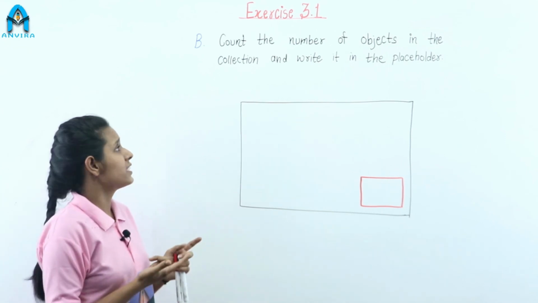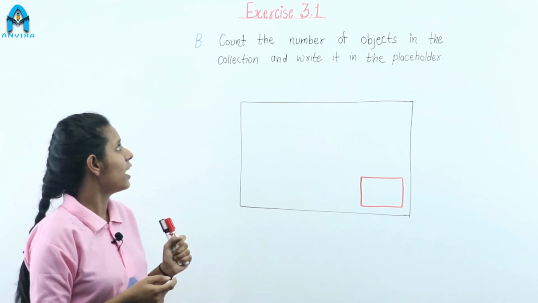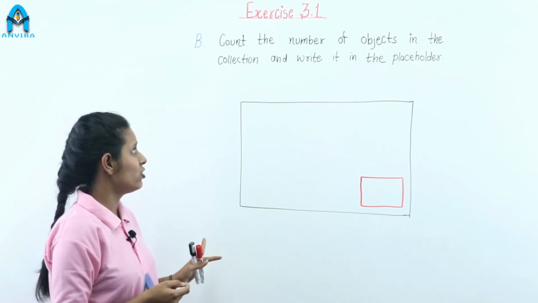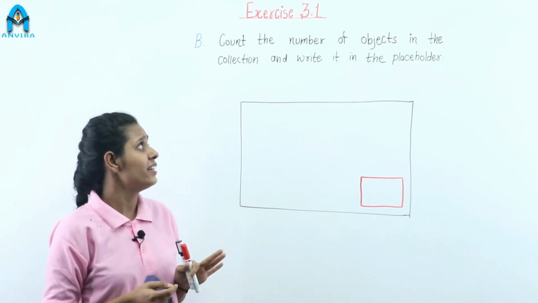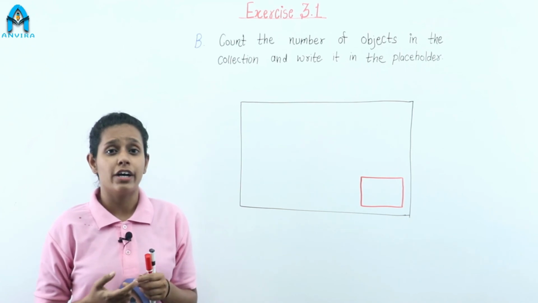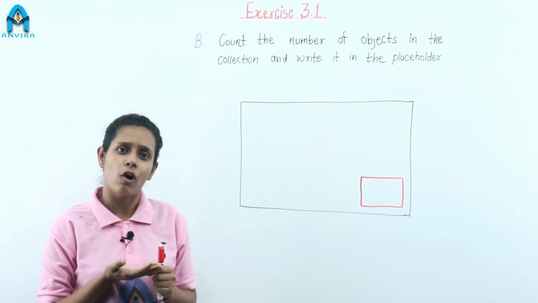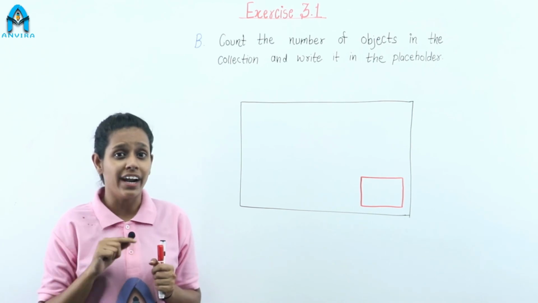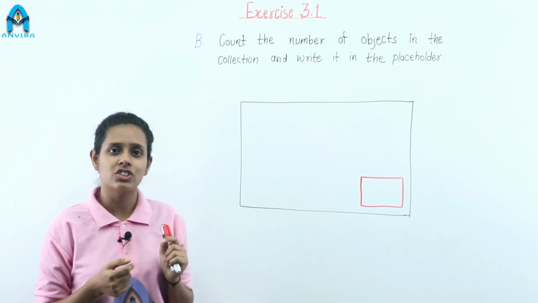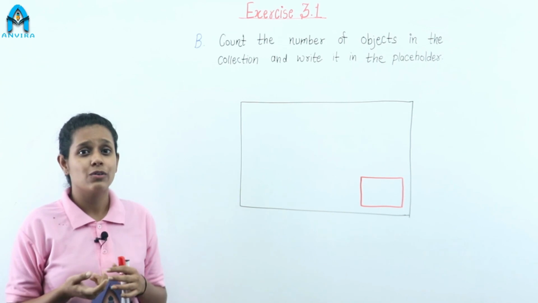Now let's start question B. First read the question. Count the number of objects in the collection and write in the placeholder. In this question, we find out many objects. You have to count the number of these objects and write down the number in a placeholder which given in this question.